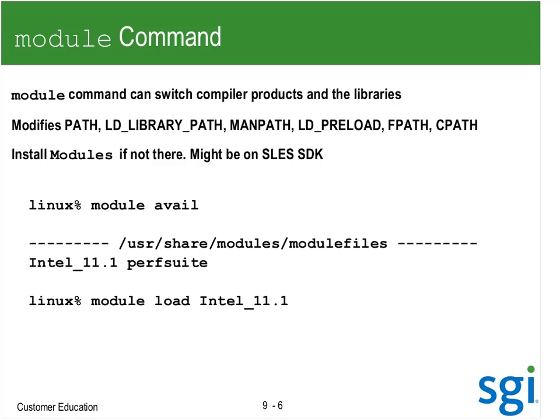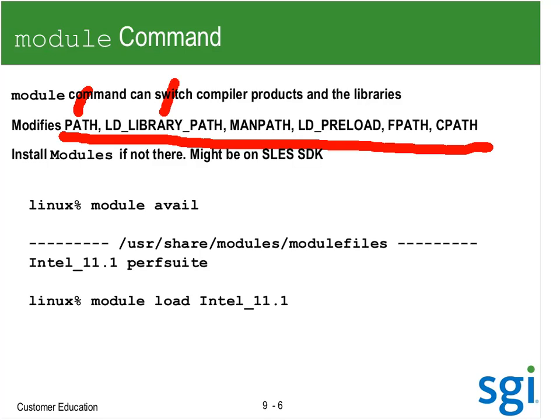The key environment variables that are changing are right here. So we modify our path, our library path, and our man path. And again, if I don't need the product, why have it in my path? Use the module command to load that path. We also have a couple of variables for include files and stuff.